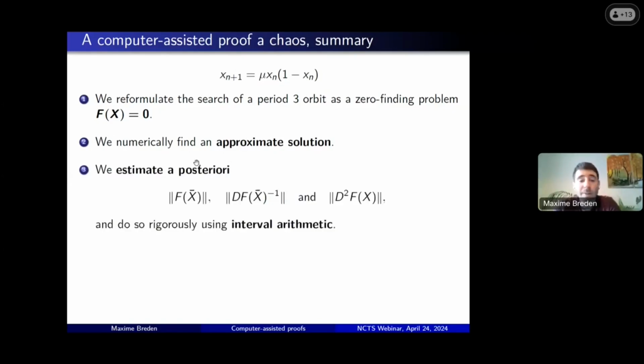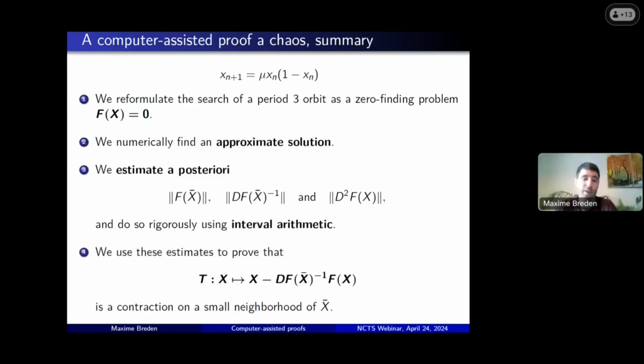And then you estimate a posteriori these three quantities, which were the ones in my theorem. So here the L I had before, I just replace it by the second derivative. That's the same. And only at this stage you have to be careful and use interval arithmetic and not before. Okay. And then you combine everything into this fixed point theorem to apply the contraction mapping and say that you have a fixed point of T and therefore a zero of f close to x bar.